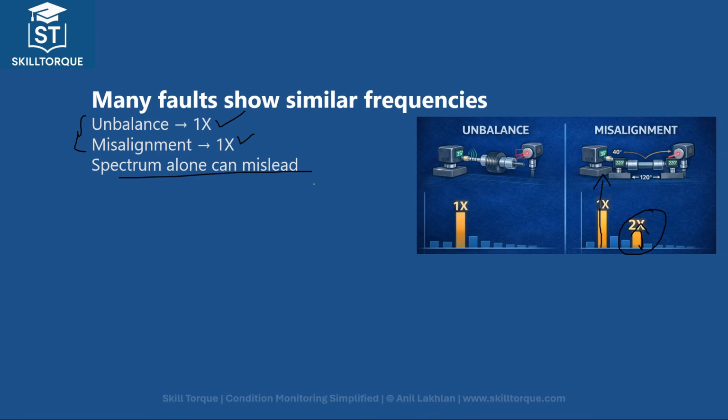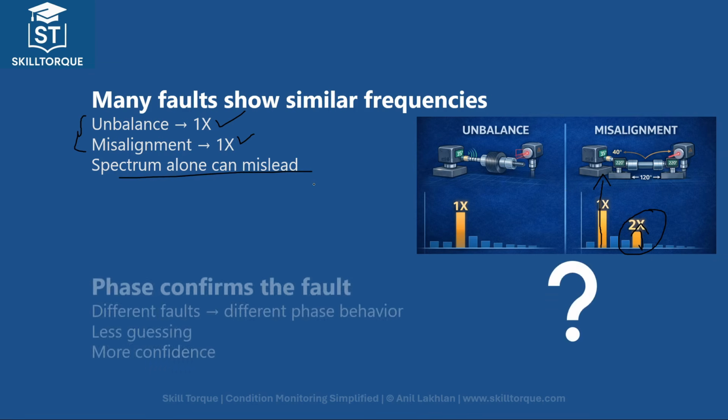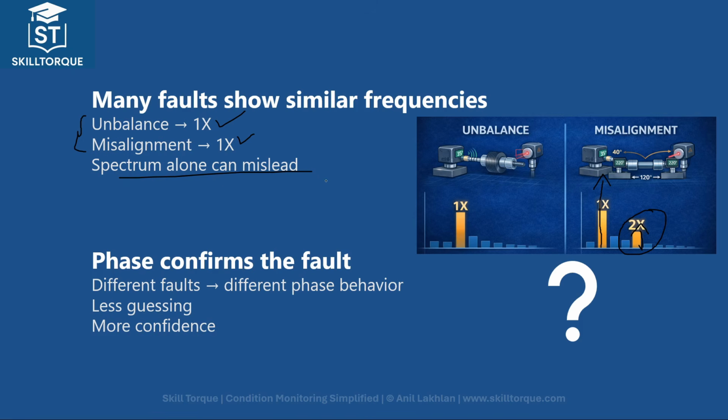Okay, so now let's take an example. Let's say one machine is giving the symptom of 1x. Now 1x can be the unbalance or it can be the severe misalignment. But the phase difference, or you can say the phase behavior, will be different for that machine. That's why the phase is extremely important.